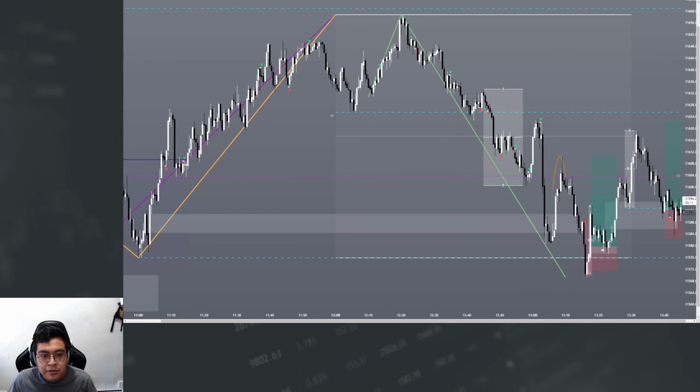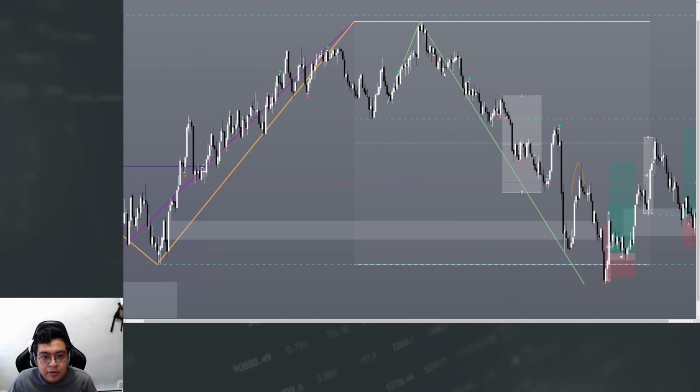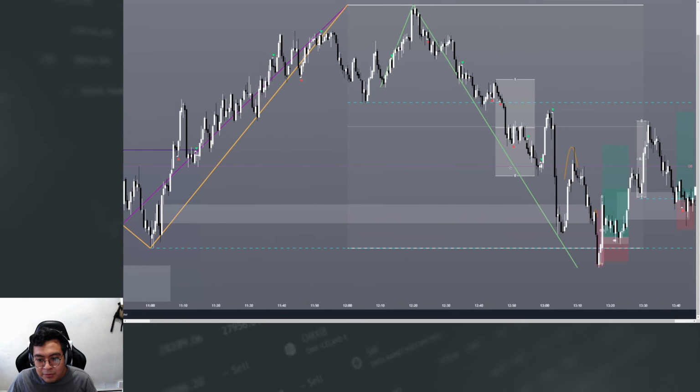So if you want to study this further, the 10-second entry that we just took, you'll see that we had this swing high that was being developed. And remember all that selling pressure? This is what it looks like in the 10 seconds time frame.